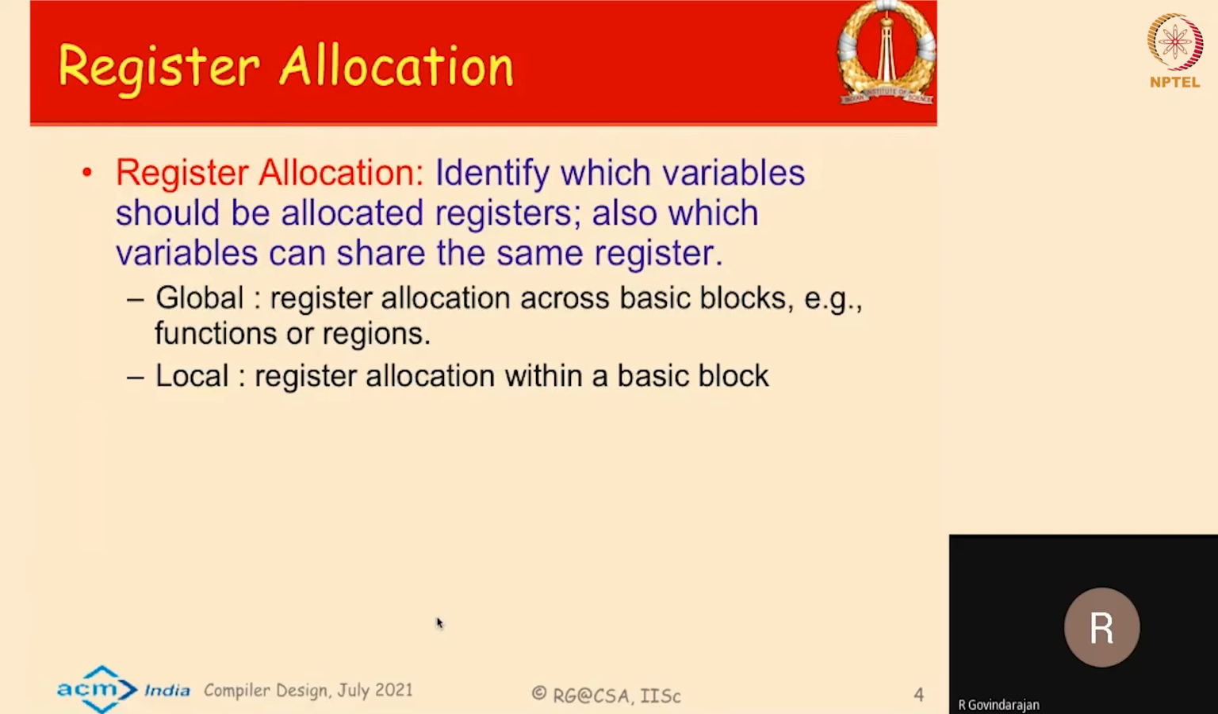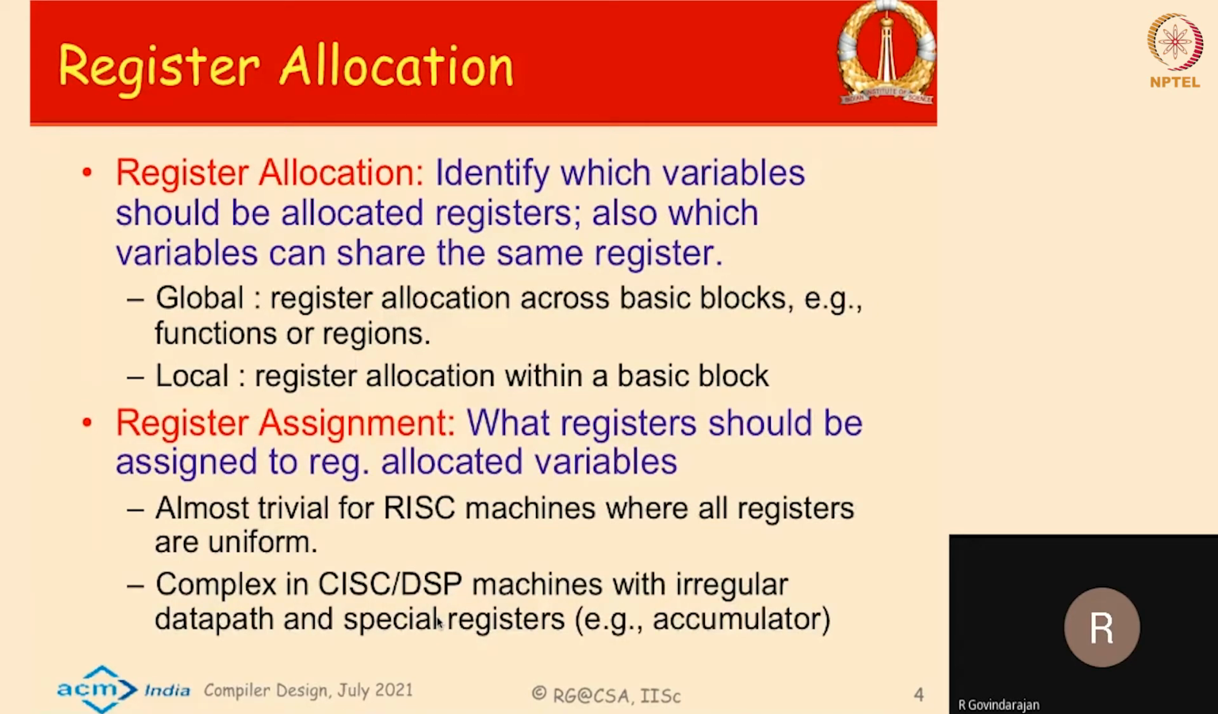Okay, so the problem of register allocation itself only tries to identify which variables can reside in registers and which variables can share the same register. That's essentially the problem of register allocation. The problem of register assignment is essentially saying that once you have decided which variables should reside in the register, what register can they use, right? And of course, once you have decided which variables can share the same register, what register can they share, right?